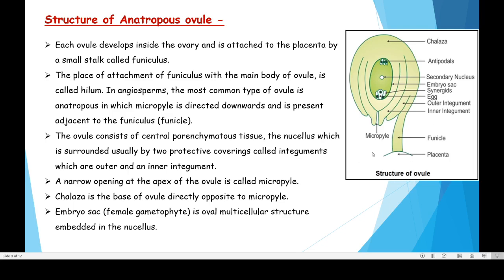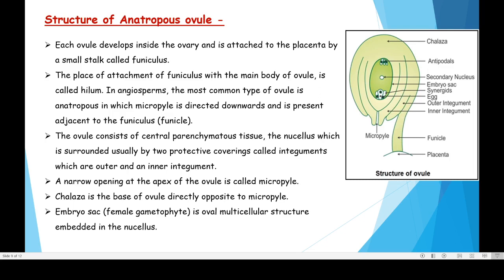So this ovule remains attached with the ovary. This is the part where it remains attached to the ovary by this small stalk. This small stalk is known as funiculus, and this remains attached to the ovary by placenta. This funiculus is attached to the main body of the ovule. This is ovule, this is funicle, and this funicle remains attached to this ovule. Here you will find the presence of hilum. So it remains attached by the structure called hilum.